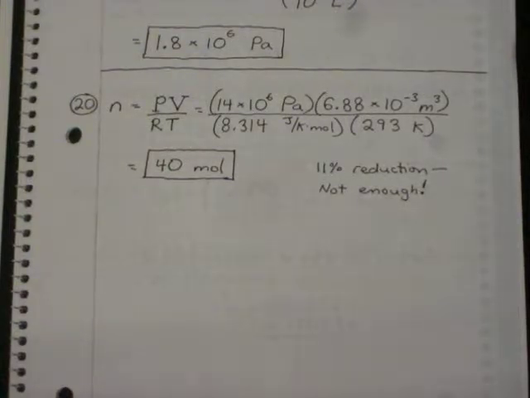We're going to divide by R, the gas constant. We're going to divide by the temperature, which is 20 degrees Celsius, we add 273 and it becomes 293 Kelvin. We do that and we get 40 moles. So the manufacturer claimed that it was 45 moles, so we are shorted by about 11%.